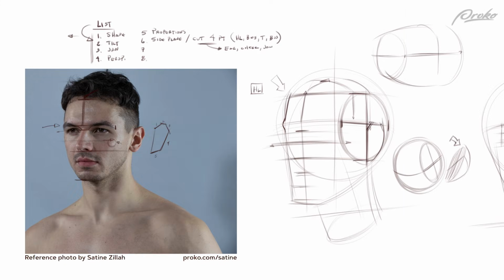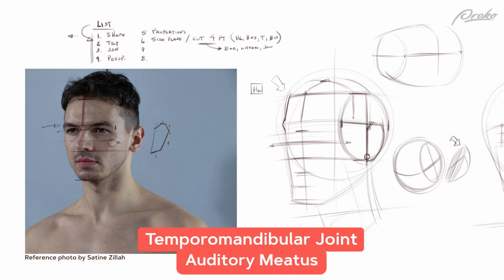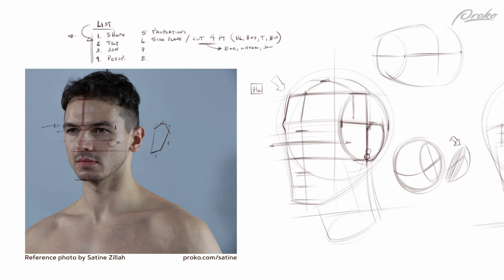So this gets my setup. The bottom of the ear covers what would be called the temporal mandibular joint and the auditory meatus. That looks like a little 8 there. That's where your jaw begins.